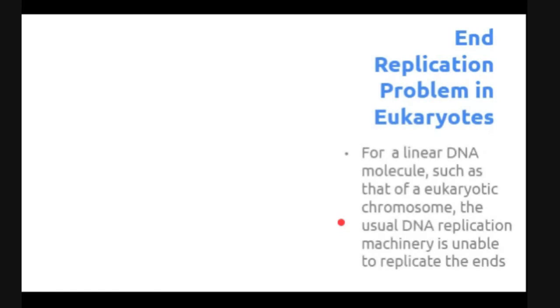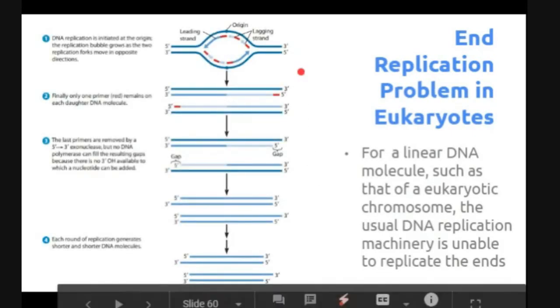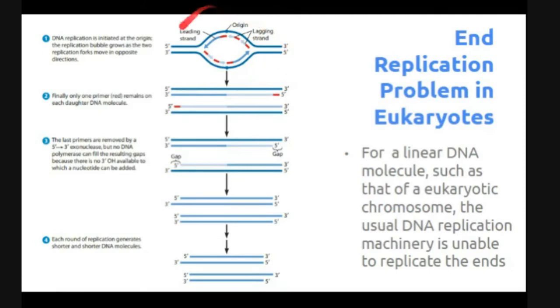And the end replication problem, for a linear DNA molecule such as that of the eukaryotic chromosomes, the usual DNA replication machinery is unable to replicate the end. So, tingnan natin. 'Di ba? Meron tayong lagging strand. Wait. So first, magkakaroon tayo ng DNA replication dito. So, 'di ba meron tayong sinasabing lagging strand?